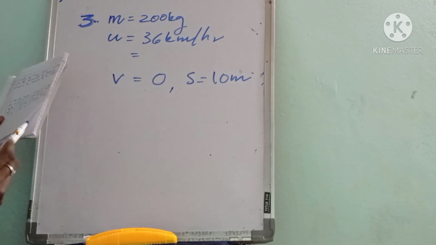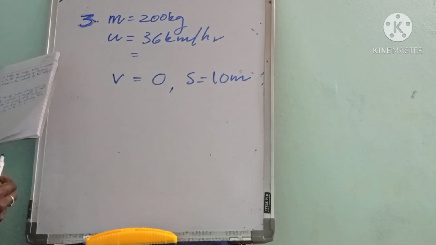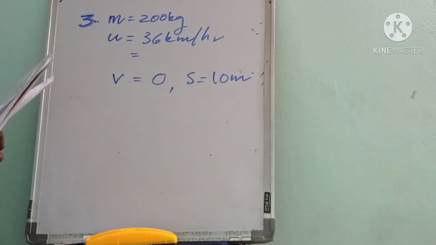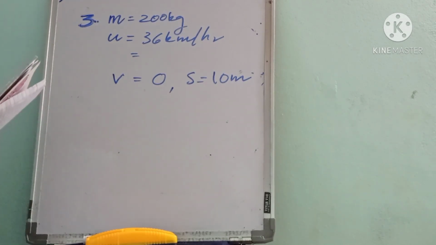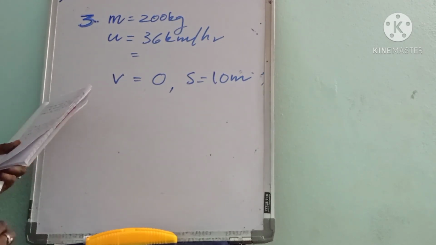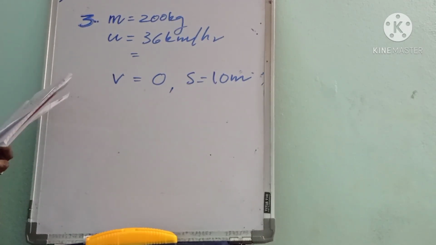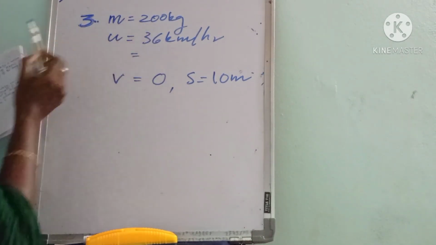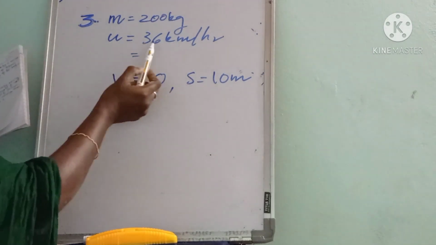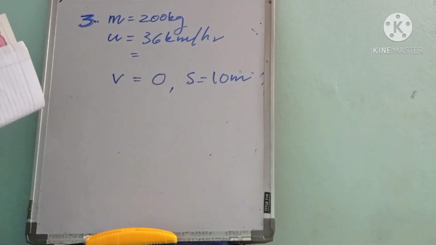Here the force is actually called the retarding force because its velocity is going on decreasing. So negative acceleration, retardation, arises. So this force is called what? Retarding force. Okay. So here a car of mass 200 kg. So mass m is given as 200 kg and its initial velocity is actually 36 km per hour.